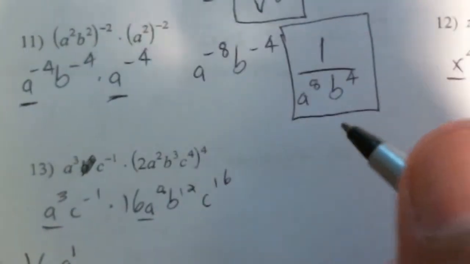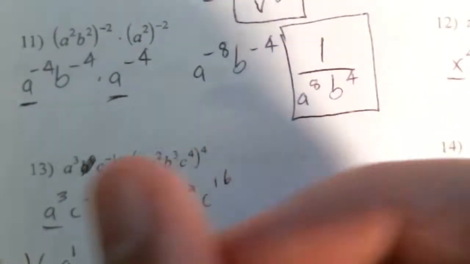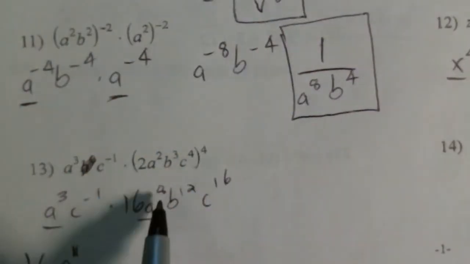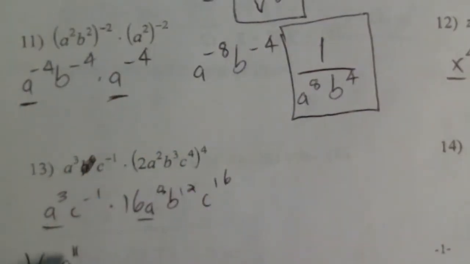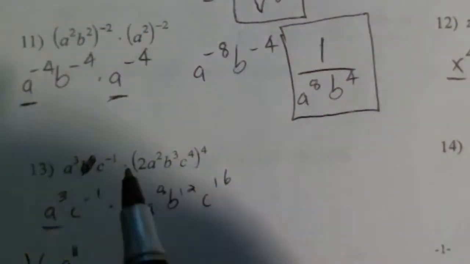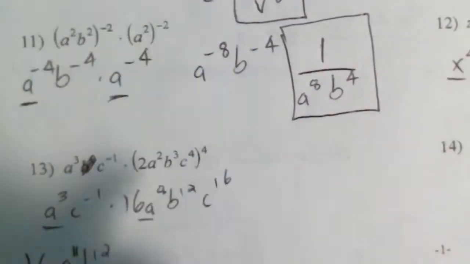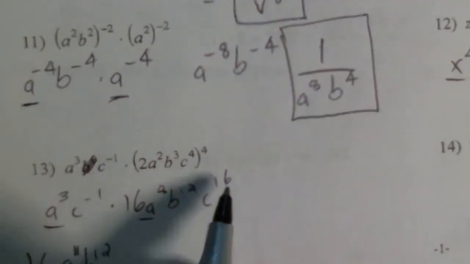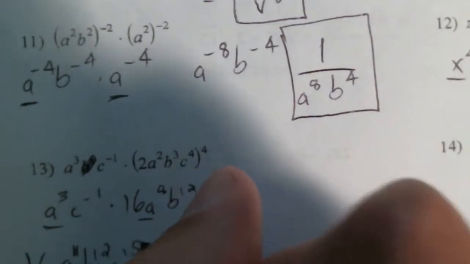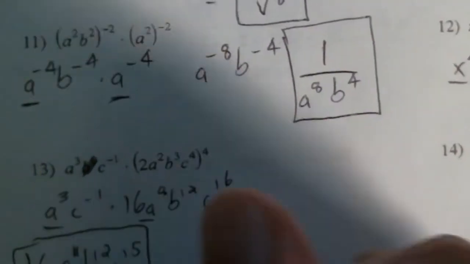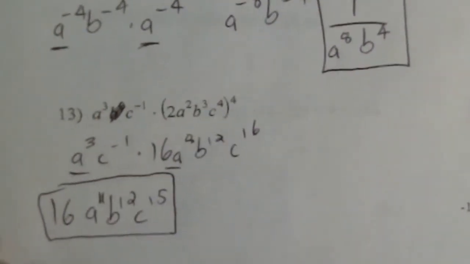Oh, I'm sorry. Yeah, okay, that's right. I was looking at the wrong one. Okay, so 8 plus 3 gives me a to the 11. For the b's, I just have a b to the 12th. And for the c's, I'm adding a negative 1 plus a 16. That gives me c to the 15. Okay, so 16, a to the 11th, b to the 12th, c to the 15.